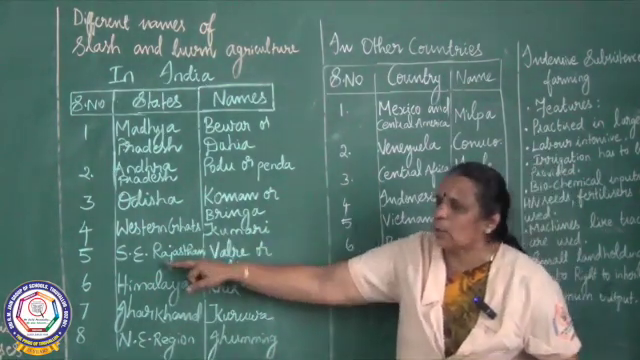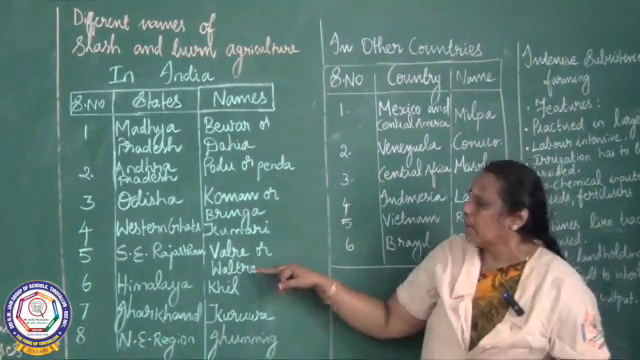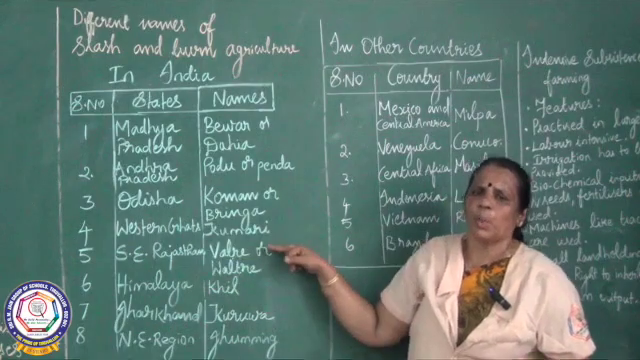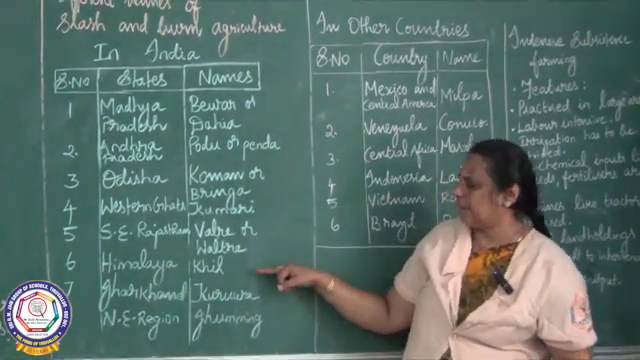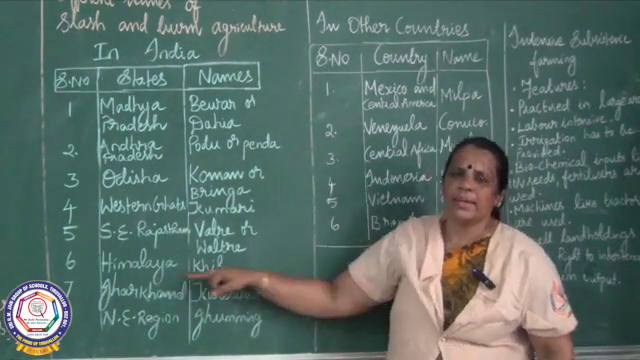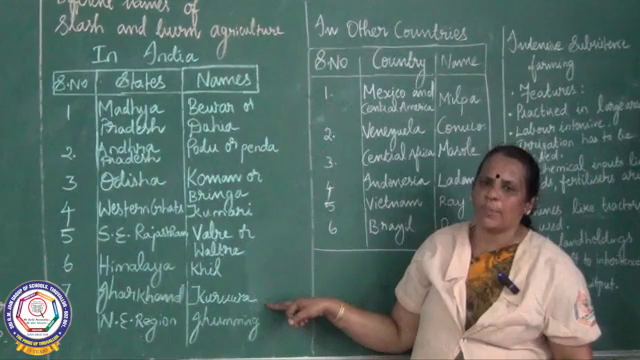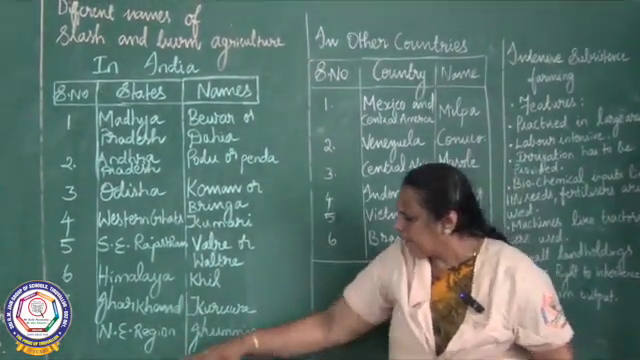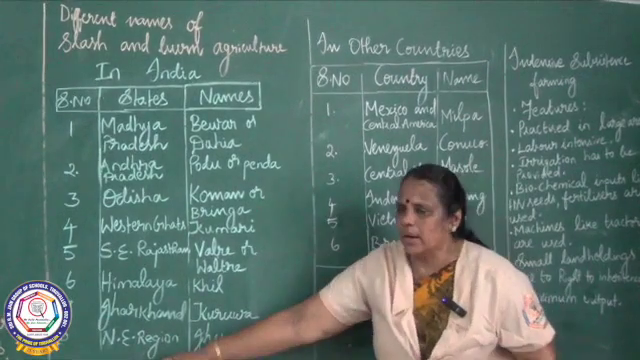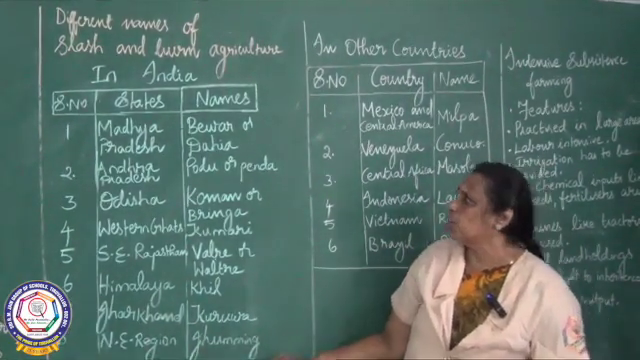When you move to Southeast Rajasthan, it is called Valor or Walter, whereas in Himalaya, it is called Kil. In Jharkhand, it is called Kuruva, and it is called Juming in the northeastern regions.